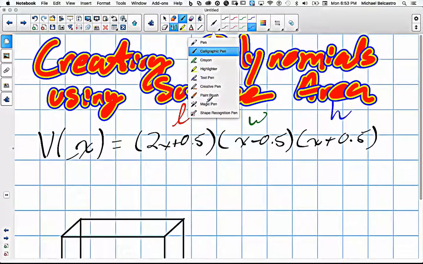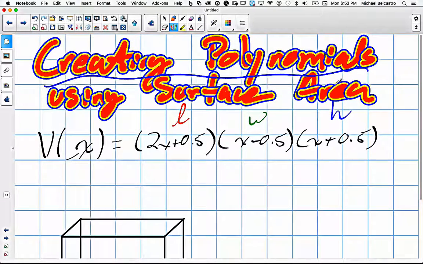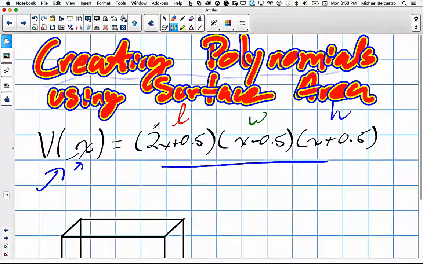Okay, we're looking at creating a polynomial. So we're going to create a function, which we kind of have here, using surface area. We've been given a volume function to start with. We have volume as a function of x. And essentially, volume is length times width times height.